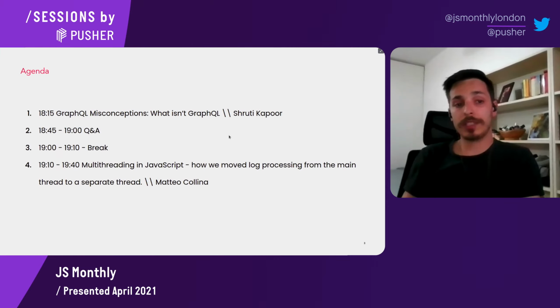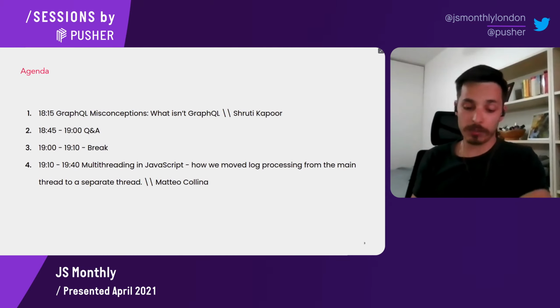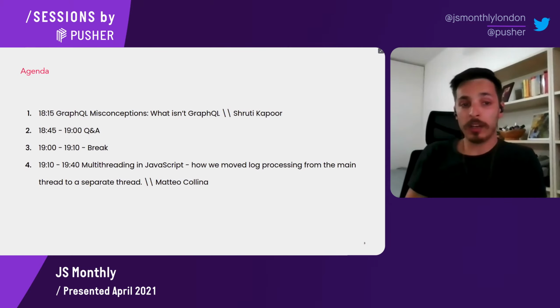I'm just going to go quickly over the agenda for tonight's meetup. In 1 minute, we are going to start with Shruti's talk, GraphQL misconceptions. The talk is supposed to end around 6:45, and then we're going to have a short Q&A with Shruti. If you have any questions, just type them into the YouTube comment section, or if you're on a Zoom call, just type them into the chat, and I'll make sure to copy that over and read through them to Shruti. Then we're going to have a 10-minute break, and after that we're going to have Matteo Collina talking about multithreading in JavaScript.